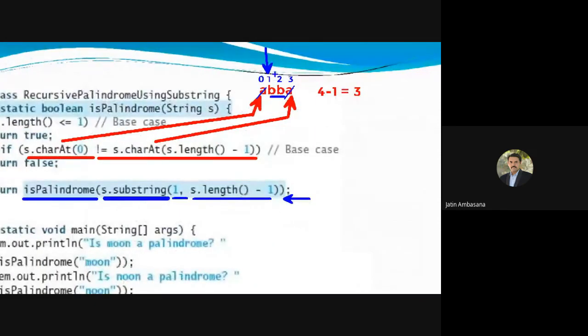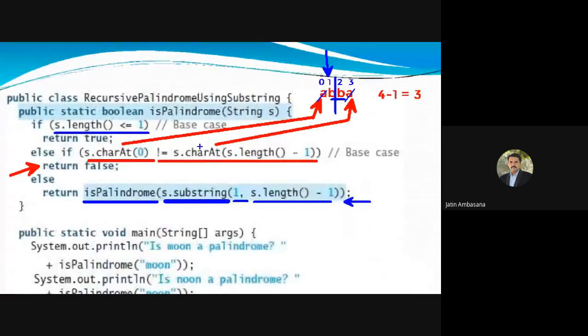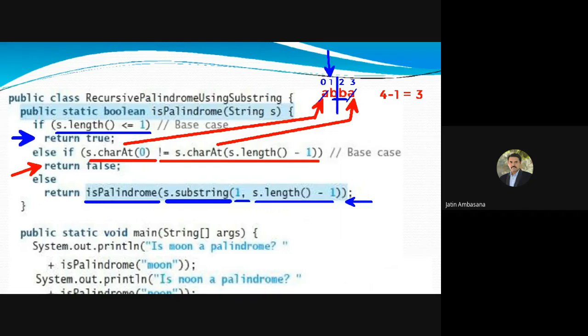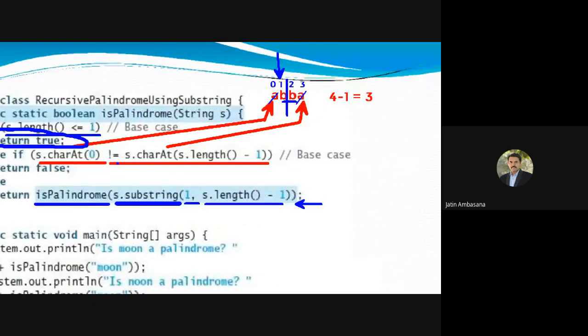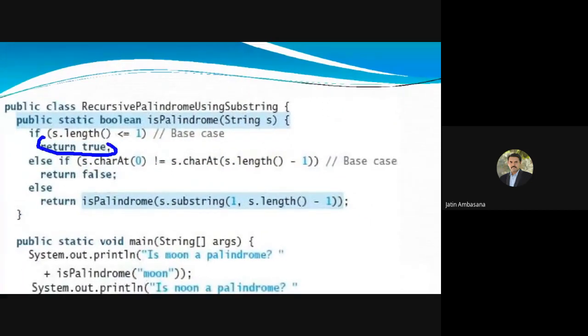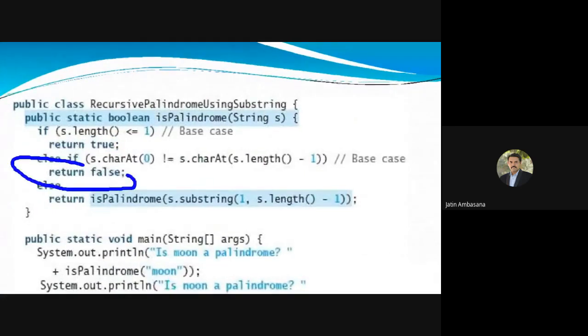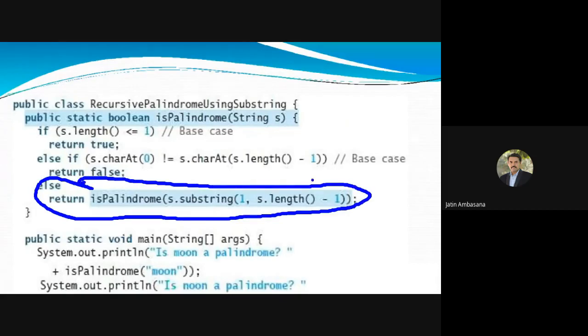Now with B and B, if we divide this, there is no string left, so the length of the string becomes less than 1. It returns true at that time. If it reaches here, it means the string was a palindrome. If it reaches here, it means the string was not a palindrome. If it reaches here, it means the string is yet to be explored.